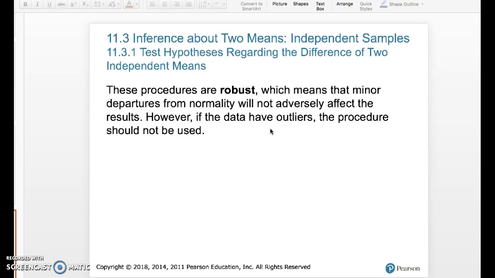Just like before, the procedures are robust, which means that minor departures from normality will not adversely affect the results. Meaning if you have a little bit off with your QQ plots, that won't cause huge problems. However, if the data have outliers, the procedure should not be used. So like we saw in our first 11.2 example, that evidence of an outlier caused a problem there. We're going to see the same thing here. The big difference is we're going to have two box plots and both have to look good. So no outliers in either group.